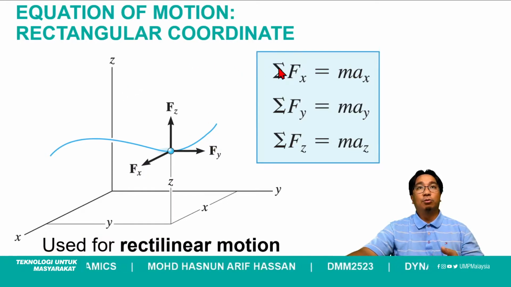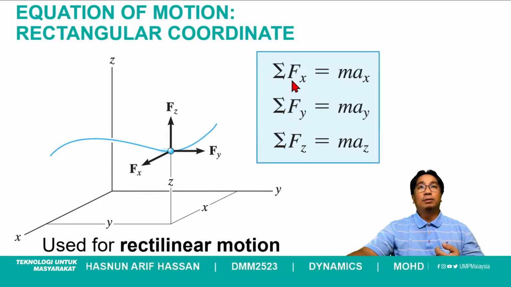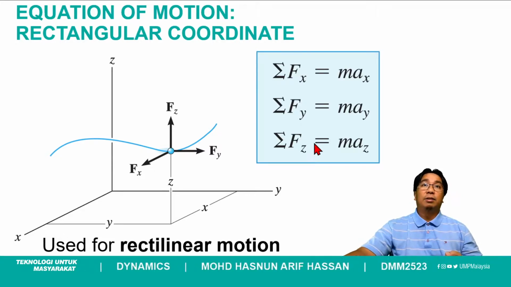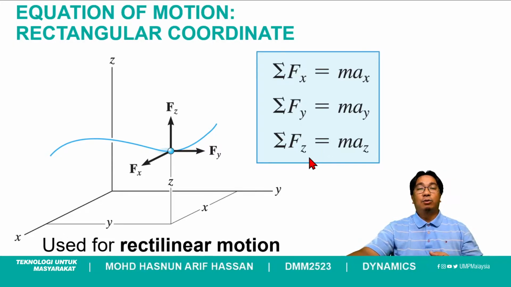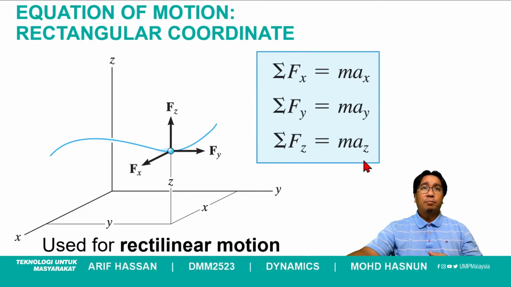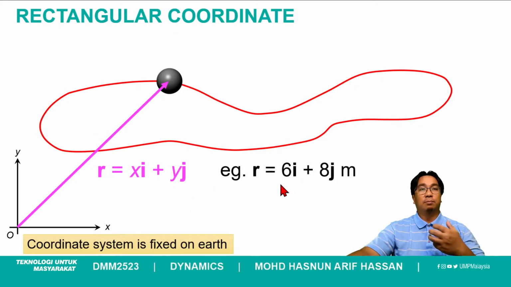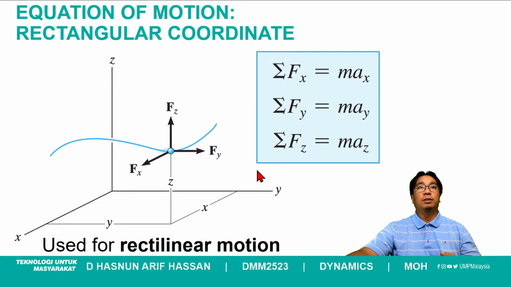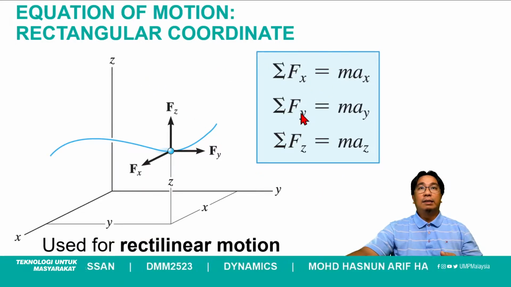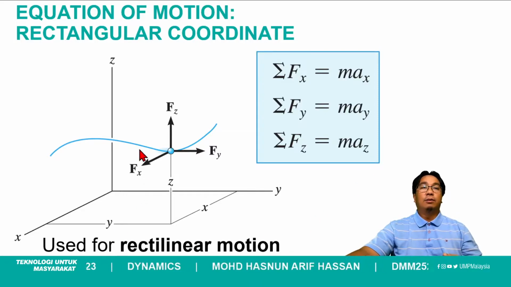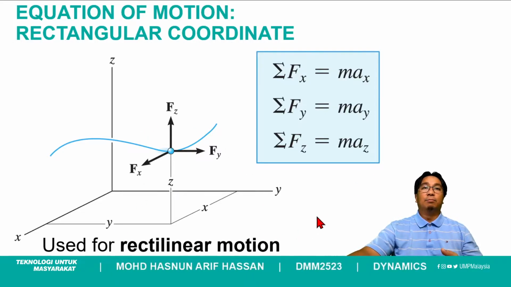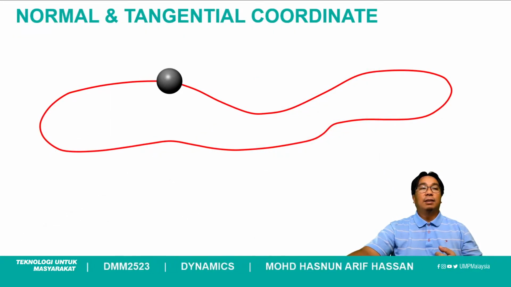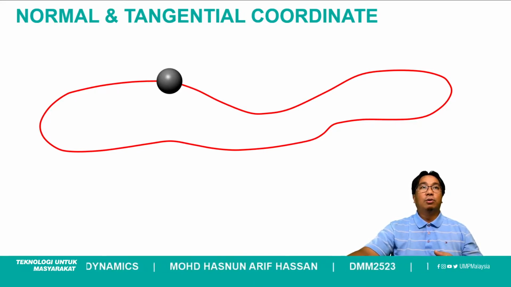Okay. Ini rectangular coordinate. Dan daripada rectangular coordinate ini, we have implemented the equation of motion. Okay, equation of motion untuk rectangular coordinate, kita dapat Fx equals max, Fy equals may, dan kalau 3-dimensional, kita akan ada satu lagi axis, iaitu Fz equals maz. So basically dia sama sahaja dengan inilah. So rectangular coordinate system menggunakan xy axis. So we have our equation of motion for rectangular coordinate in xy axis lah. So this is used for rectilinear motion.